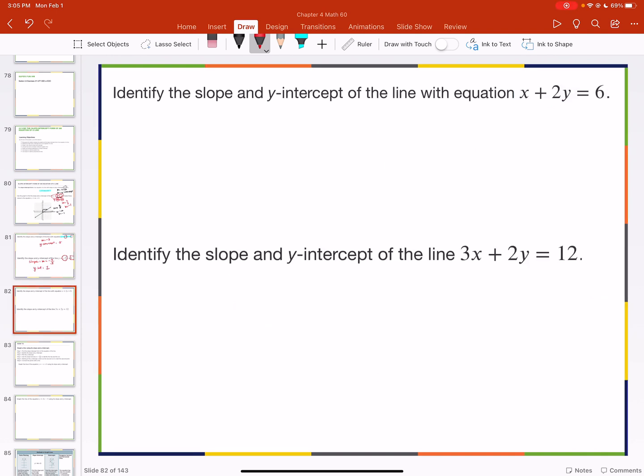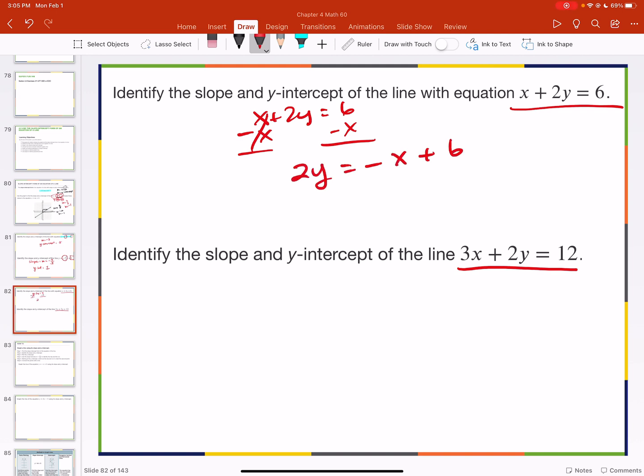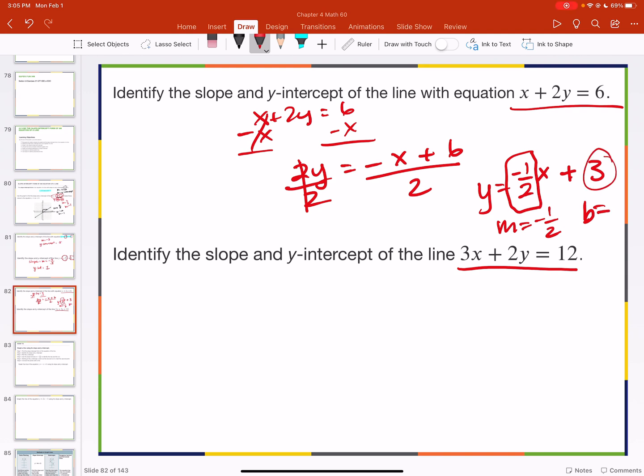Okay, let's do another one here. Oh, it's not as easy to tell, right? It's not in the right format. So we need to get it there. So we have x plus 2y is equal to 6. How do we get it? We solve for y. So 2y is equal to -x plus 6, and then we divide everything by 2. So now y is equal to -1/2 x plus 3, because 6 divided by 2 is 3. So now that I see this, I can tell you that my slope is -1/2 and that my y-intercept is +3.